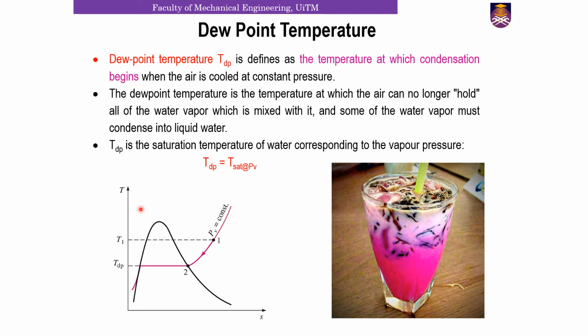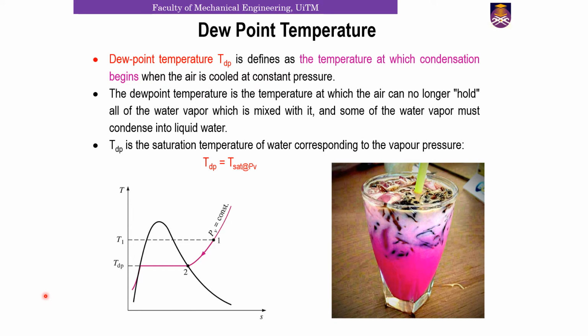Therefore, the vapor in air at state 1 undergoes a constant pressure cooling process until it strikes the saturated vapor line at state 2. The temperature at this point is called the dew point temperature. And if the temperature drops any further, some vapor will then condense out.